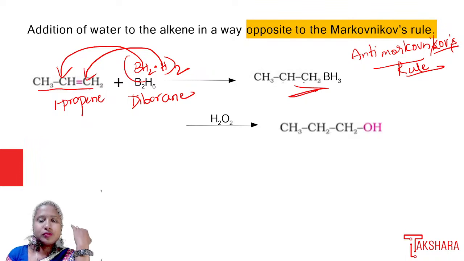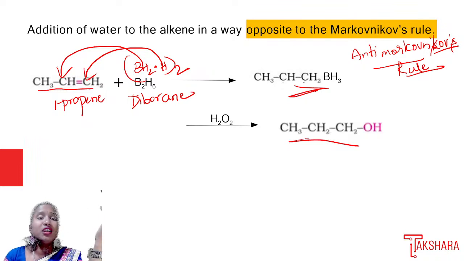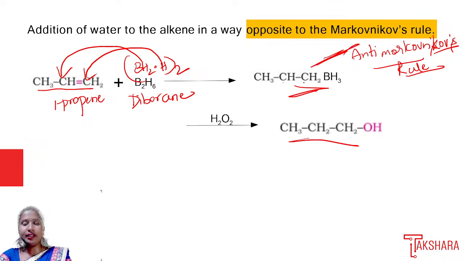Correct? And in the next step, again if we keep on adding alkenes to the diborane, we will get the respective alcohol as the product. But if you do the addition of diborane in the reverse of Markovnikov's rule, we call it what? Anti-Markovnikov's rule. Anti-Markovnikov's rule.